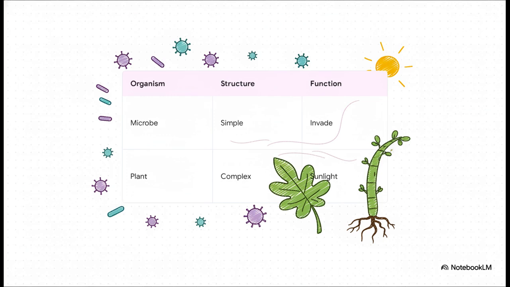Contrast that with plants. Plants rely on highly complex structural adaptations. We're talking sprawling root systems gripping the soil, intricate vascular veins pumping water, and rigid stems reaching for the sky. Their function is entirely different: anchoring into the earth, drawing up deep water, and outcompeting neighbors for sunlight over decades or even centuries. So you have simple structures for rapid, aggressive invasion and complex structures for long-term ecosystem dominance.